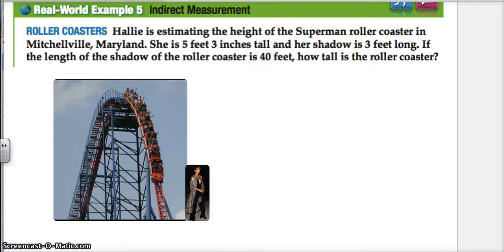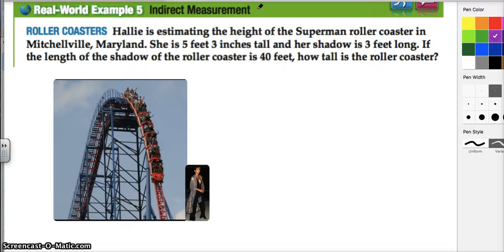Okay, I did not want to subject you to the crude drawings that I had before, so I chose to get some pictures from the internet. So here is Halle Berry. Let us pretend that she is 5'3". And there we go. We'll put 5'3" right there.